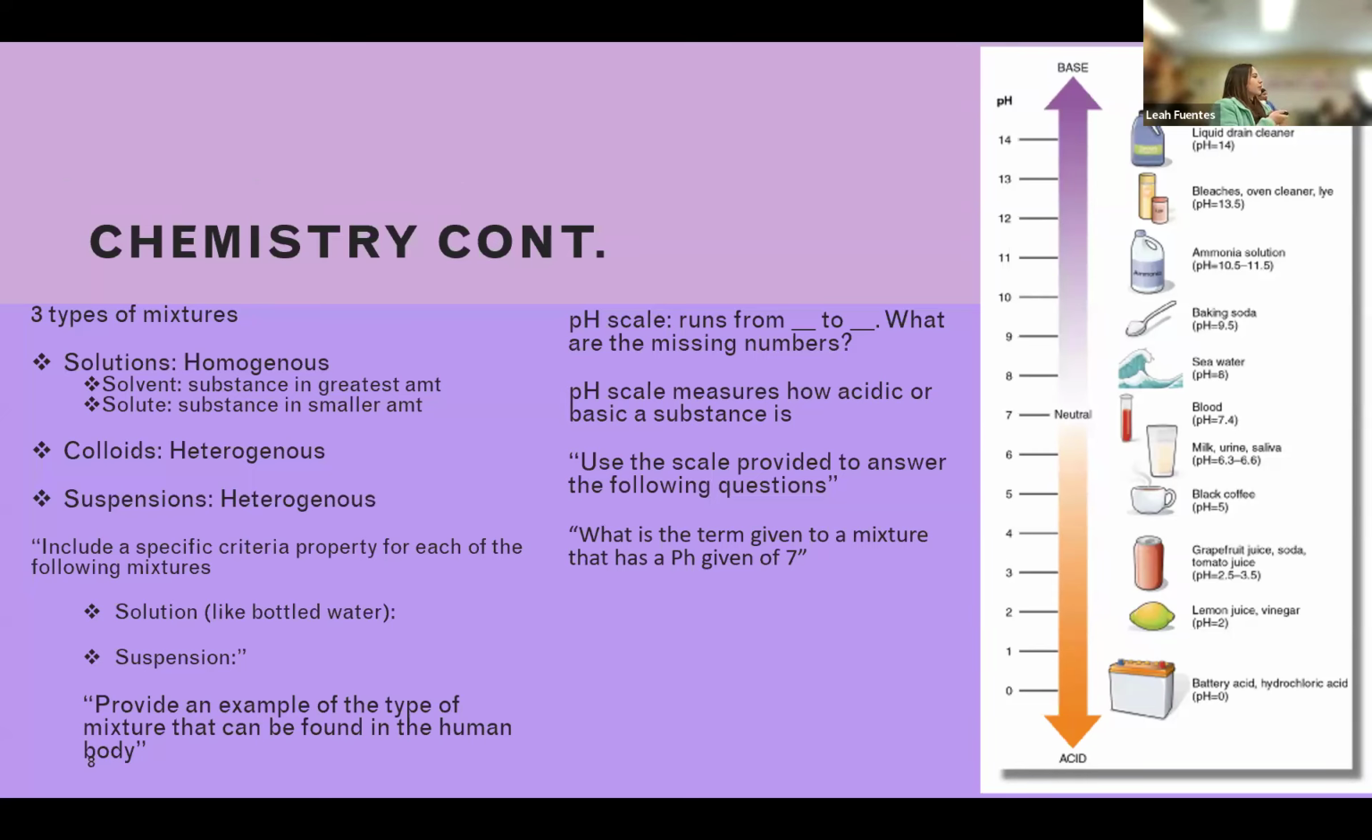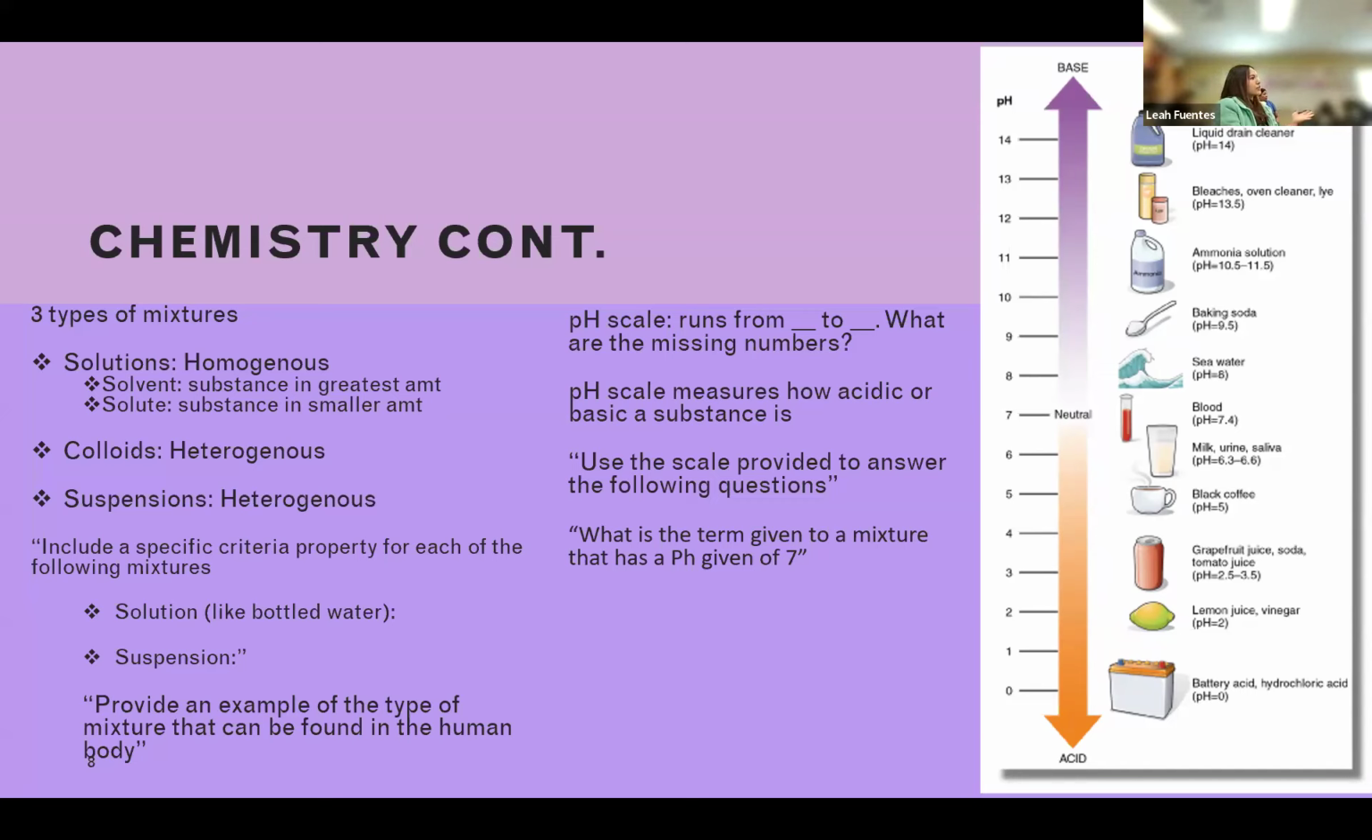And then the second part of chemistry that we cover in the lab is the pH scale, which is right here. The pH scale runs from blank to blank. What are the missing numbers? 0 to 14, very good. This will be a question. Don't let it trick you. 0 to 14. The pH scale measures how acidic or basic a substance is. So the increasingly higher we go, the more basic it is. Lower, the more acidic it is.